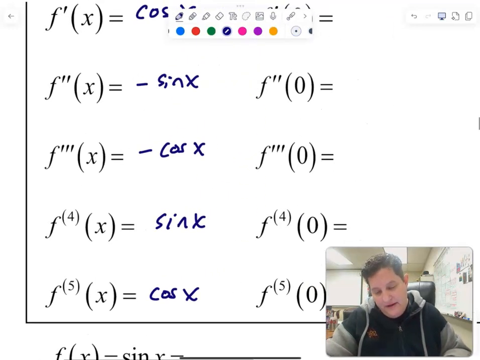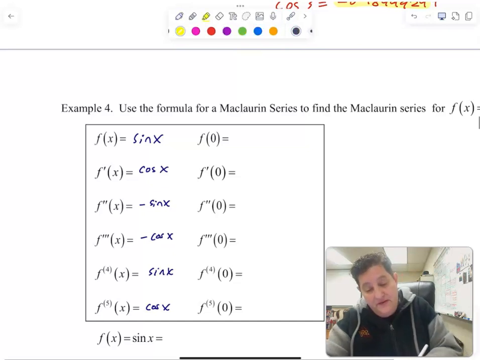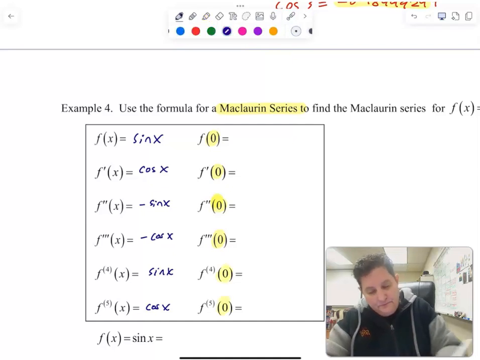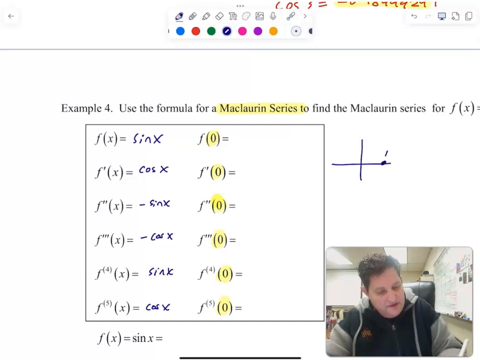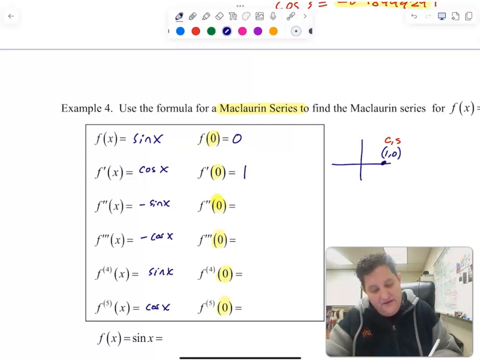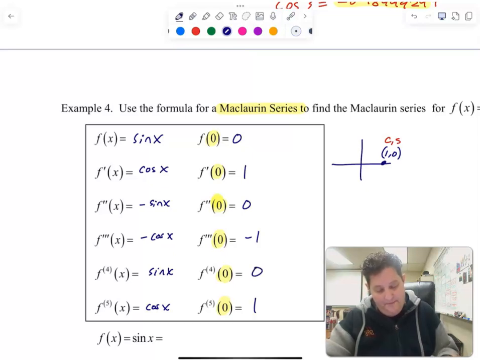Derivative of sine is cosine. Okay? Now, because it asked me to find specifically the Maclaurin series, we're evaluating all of these at 0. Alright? Let me remind you guys again about your unit circle. This is the point 1, 0. Okay, so again, that's cosine and sine. Alright, so sine 0 is 0, cosine 0 is 1. Negative sine is 0, 0, cosine of 0 is 1, so that's negative 1. Sine of 0, 0, cosine is 1.